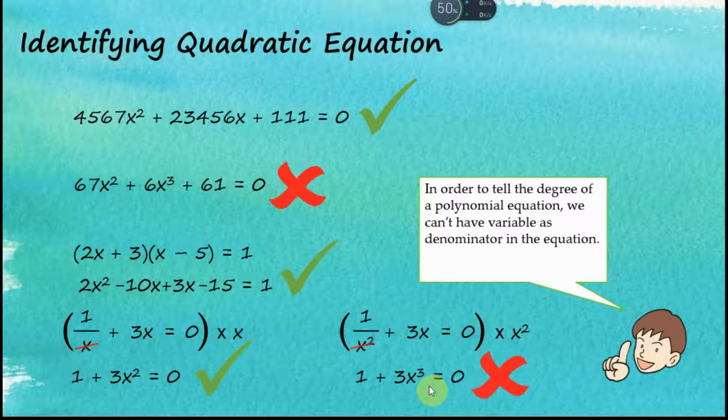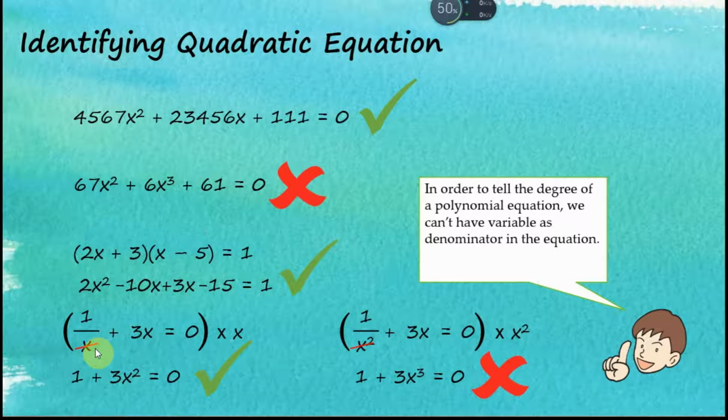So this is how we tell whether an equation is a quadratic equation or not. If it's a multiplication of an expression with another expression, especially when it has x here, then we need to expand these two expressions. Then we can tell the highest power of the variable.